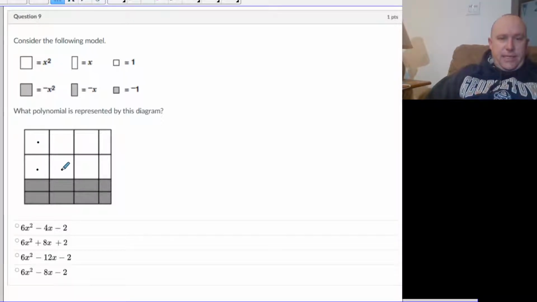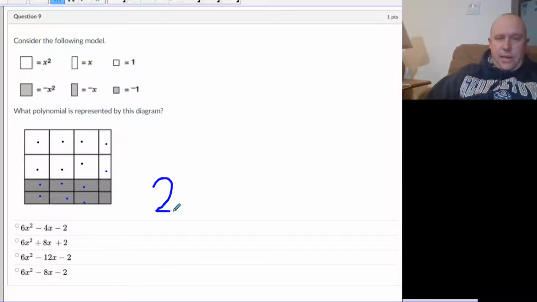So first of all, I see that there are, and I'm just counting them out here, 6 of the white squares, the big white squares, which I know are x squared, so 6x squared. And unfortunately, our answer also has that for all of them, so that didn't actually help us to eliminate anything. Now, as we look at the next term, though, I have 2 of the rectangles, the white rectangles, which are positive x, and I have 6 of the negative ones here.